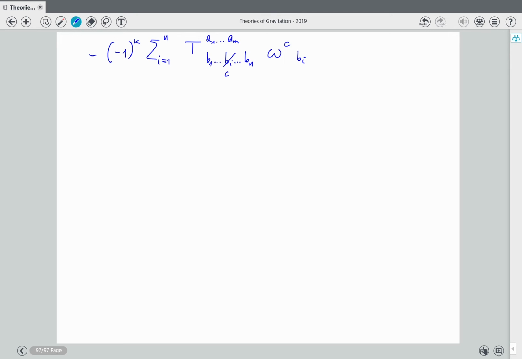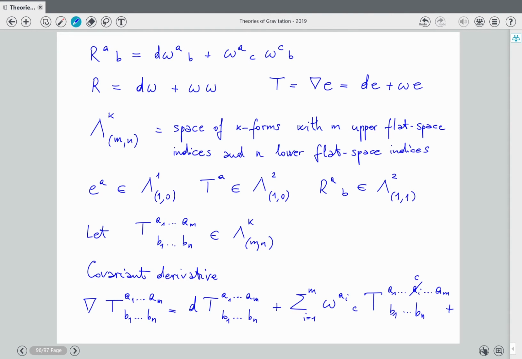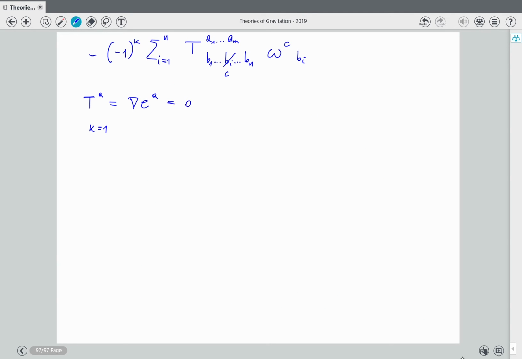So for example, let us check it with the torsion. That is k equal 1. Well, there is only one upper index, so you have d plus omega correctly. E.